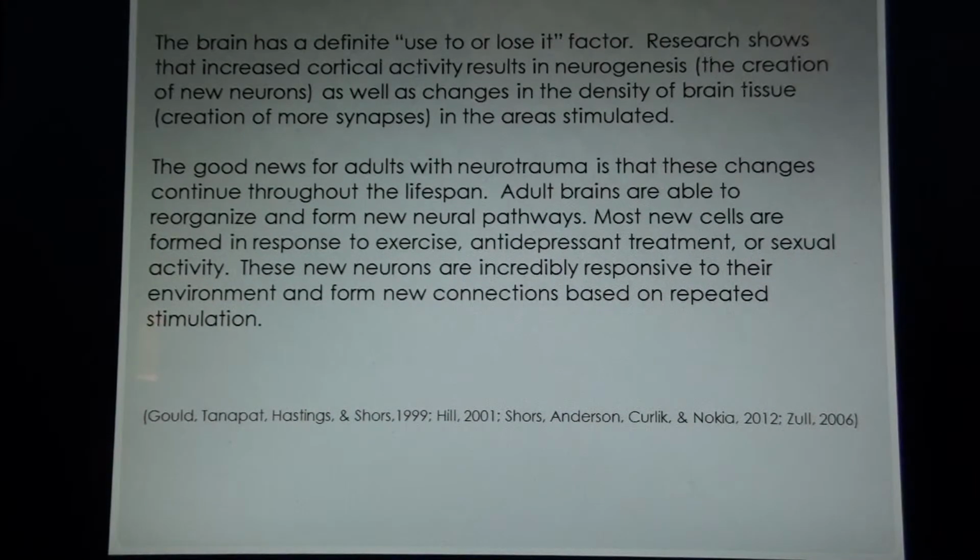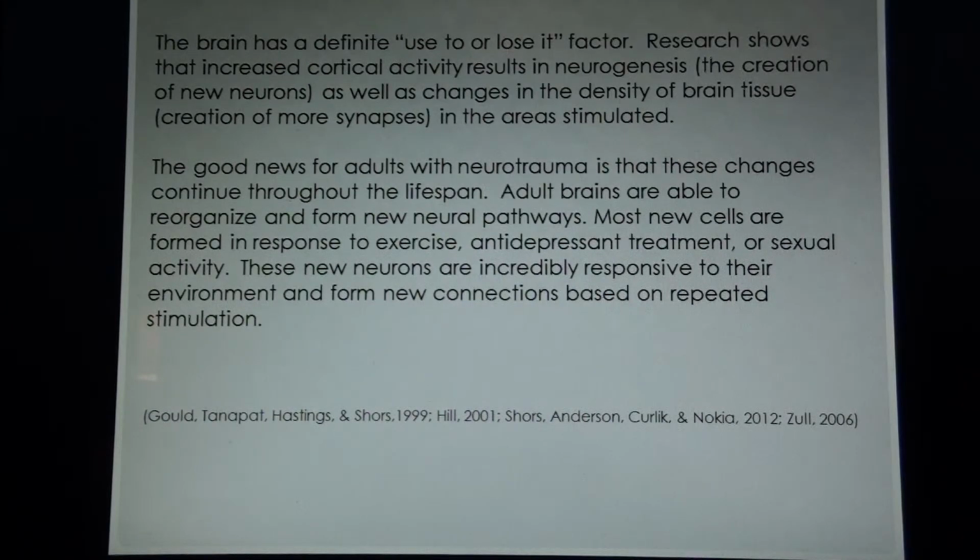The brain has a definite use it or lose it factor. Research shows that increased cortical activity results in neurogenesis, which is the creation of new neurons, as well as changes in the density of brain tissue, which shows the creation of more synapses, in whichever areas are stimulated. The good news for adults with neurotrauma is that these changes continue throughout the lifespan. Adult brains are able to reorganize and form new neural pathways.